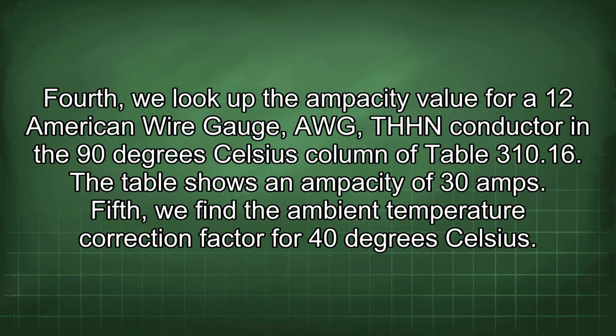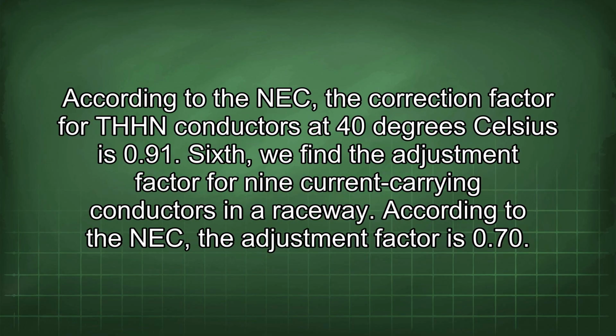Fourth, we look up the ampacity value for a 12 AWG THHN conductor in the 90 degrees Celsius column of Table 310.16. The table shows an ampacity of 30 amps. Fifth, we find the ambient temperature correction factor for 40 degrees Celsius. According to the NEC, the correction factor for THHN conductors at 40 degrees Celsius is 0.91. Sixth, we find the adjustment factor for 9 current-carrying conductors in a raceway. According to the NEC, the adjustment factor is 0.70.